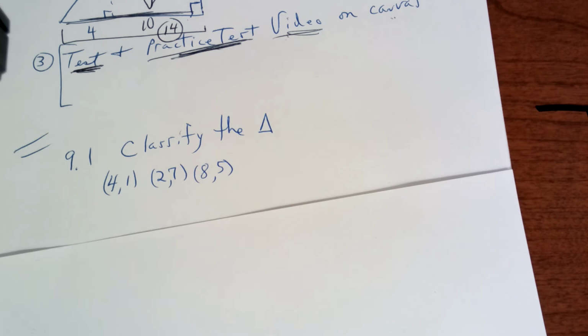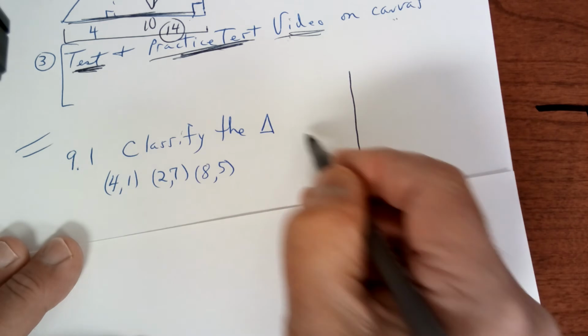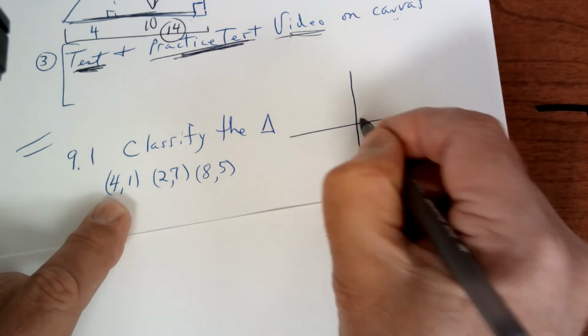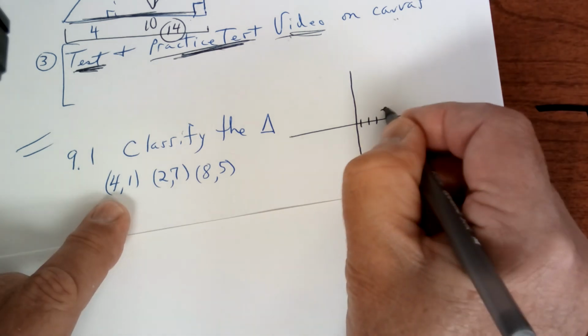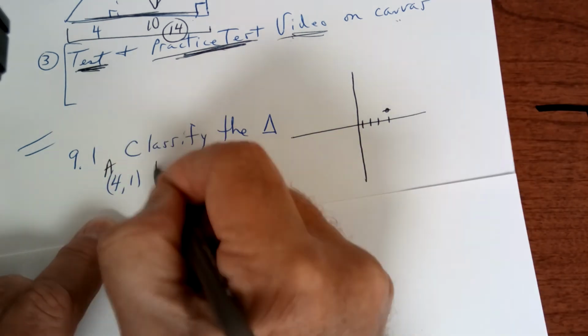Copy this one down. We're moving on to a new chapter here. Classify the triangle. Well, you could graph it. And so right now I want you to graph these points. We'll call them A, B, C.